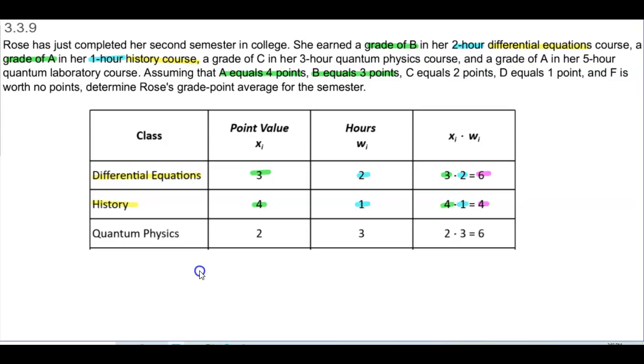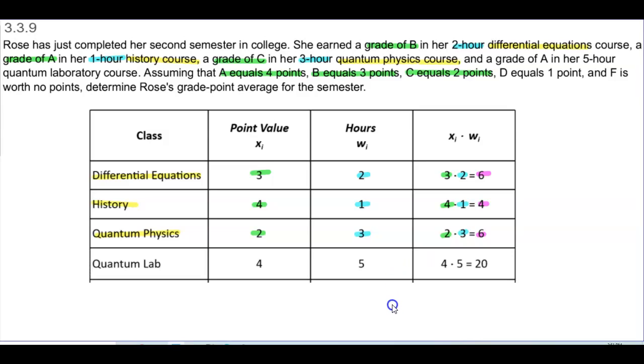The next course is quantum physics. What was the grade that she earned in that class? She earned a grade of C, and C represents 2 points. How many hours is the class? It's a 3-hour class, so we know it's 3. Therefore, we take the point value of 2 and multiply it by 3 to get the last column of 6.